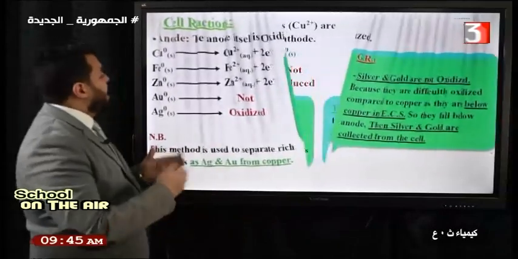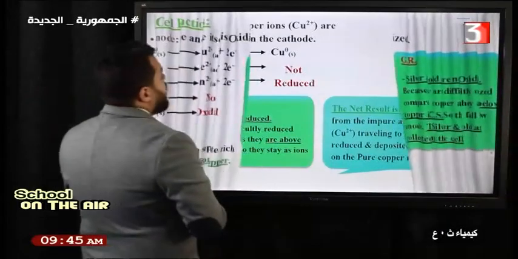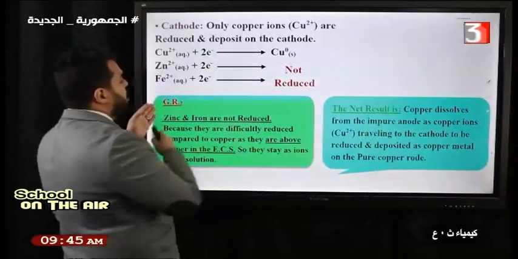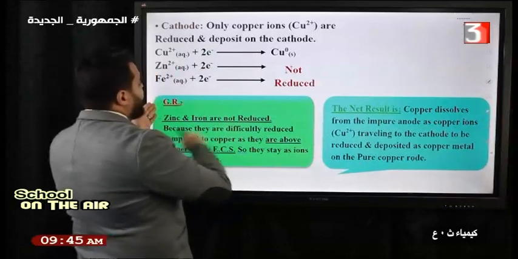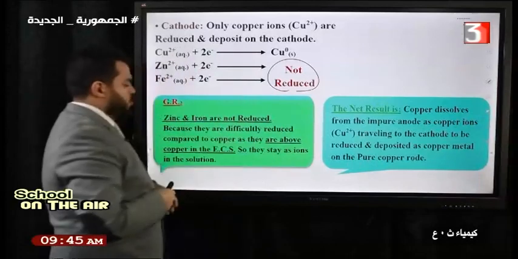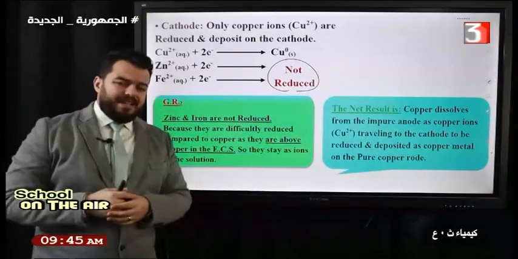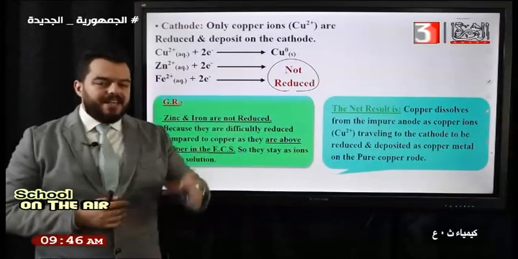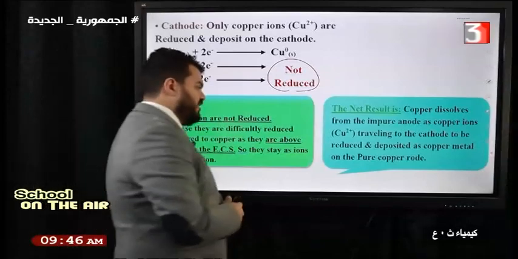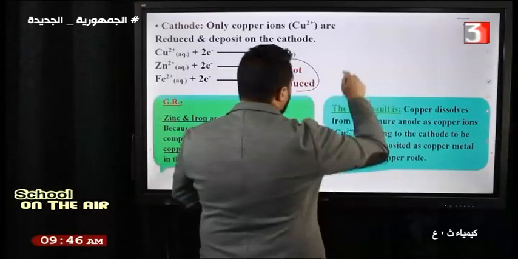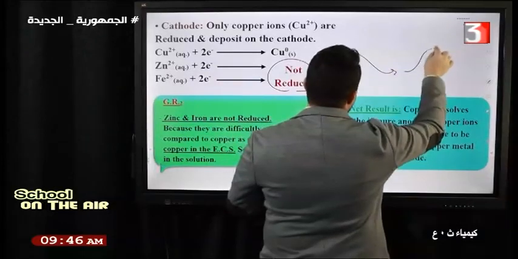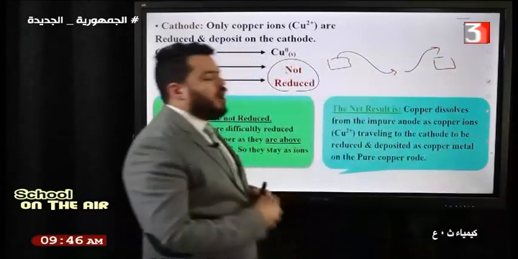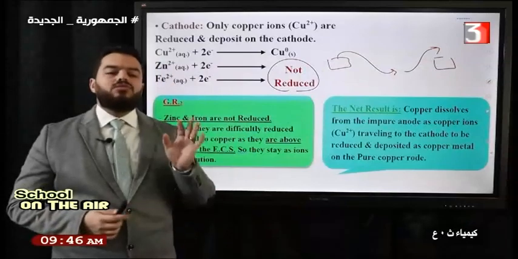On the other hand, at the cathode, the copper will be reduced, and the zinc positive ion and the iron positive ion cannot be reduced because they are above the copper in the electrochemical series, so the copper only will be reduced. As we have said, the copper positive ion travels from the anode to the cathode, so you are making oxidation and reduction for the copper by means of electricity.